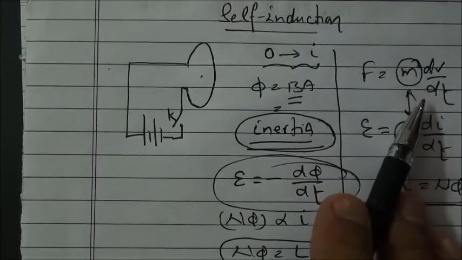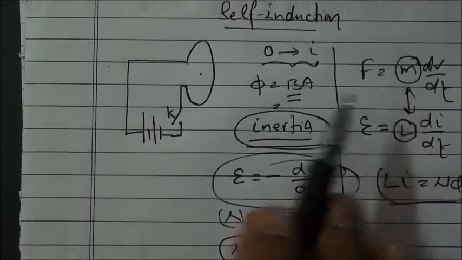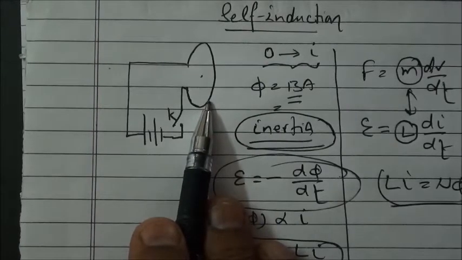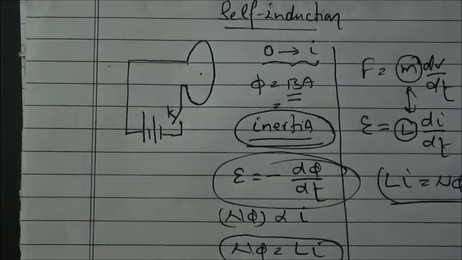Every effort to change the velocity is opposed by the inbuilt tendency of the body, and that tendency is measured by mass. Here, any effort to change the current through a coil is opposed by it, and that tendency is measured by the self-inductance. It depends on the geometry, it depends on the medium.